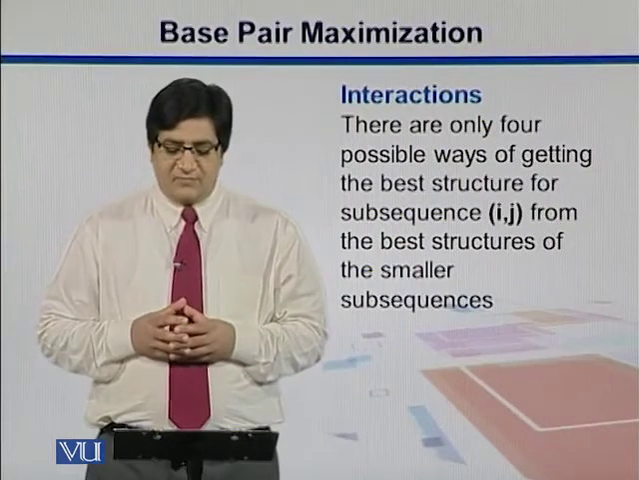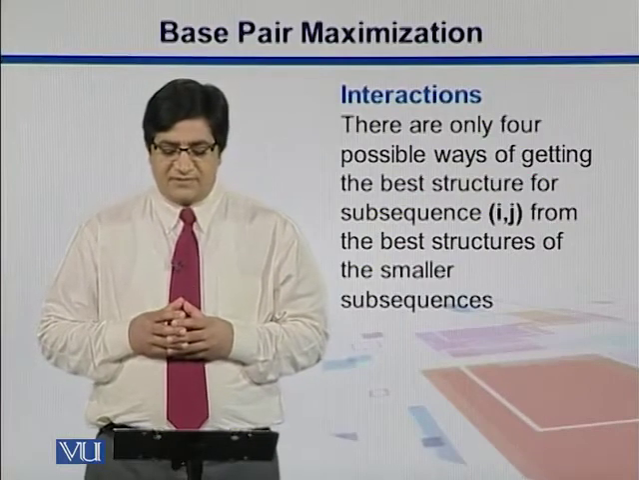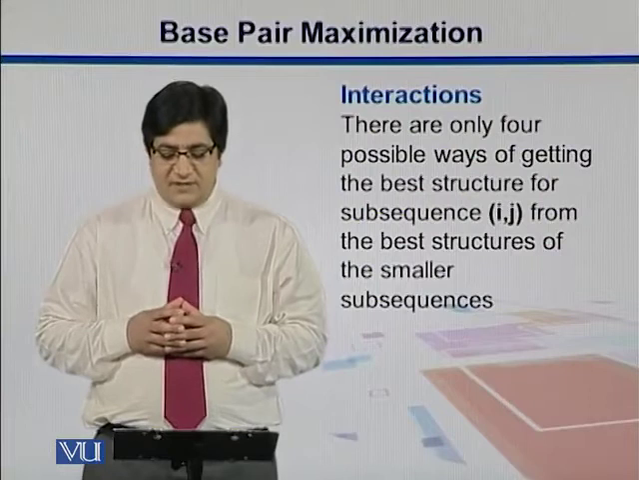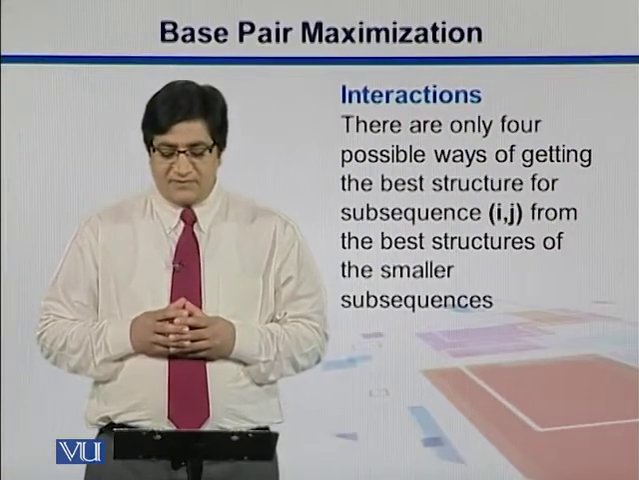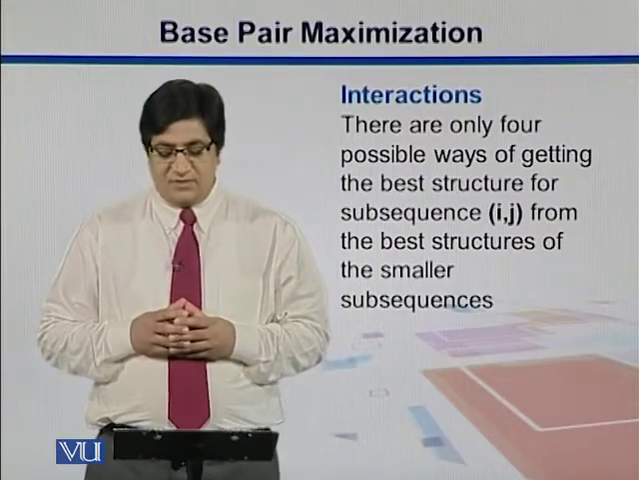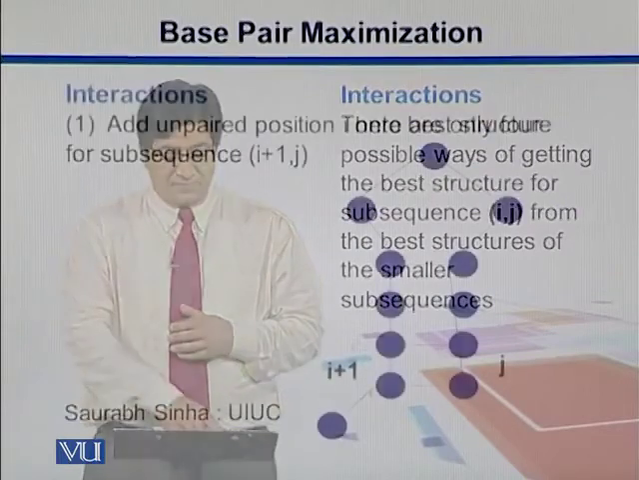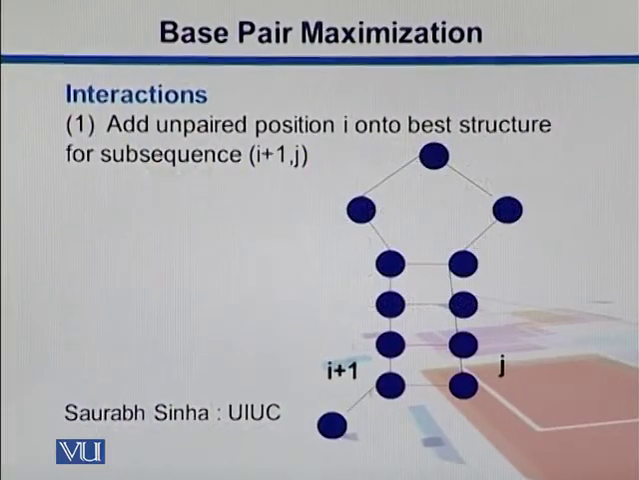We know that there are 4 possible ways of getting the best structure for subsequence i and j from the best structures of the smaller subsequences. So what we can do, the very first time, is we can have a situation where we add an unpaired position i onto the best structure for subsequence i plus 1 and j.